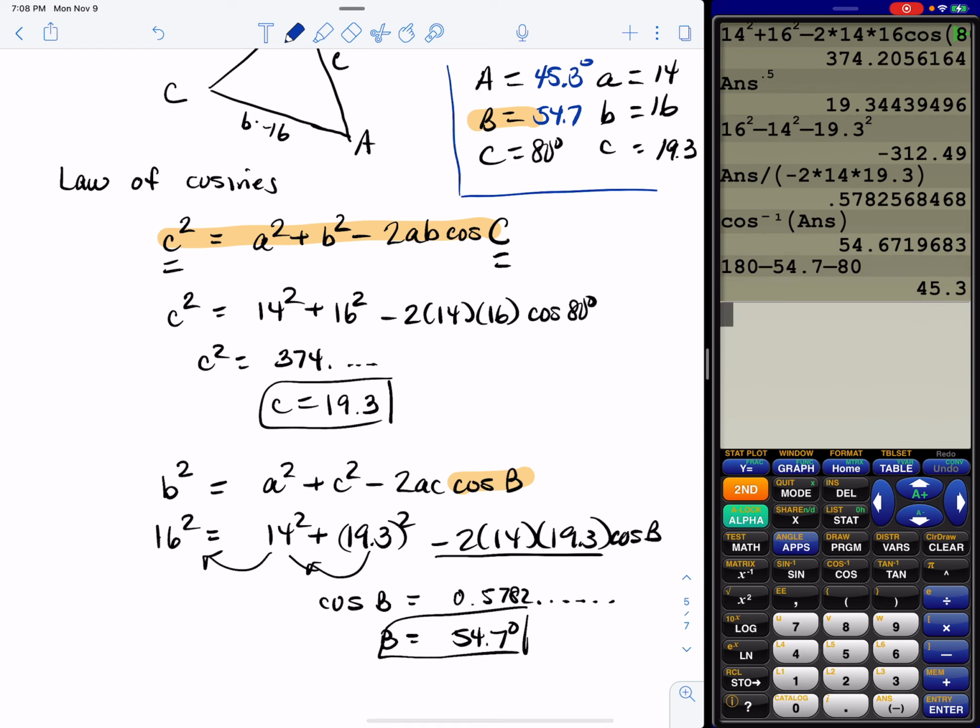And thus, we have solved the triangle. SAS case, law of cosines, pretty much a slam dunk. They're all going to be solved the same way. So you can basically follow that. Hopefully that makes sense. Hopefully that helps.